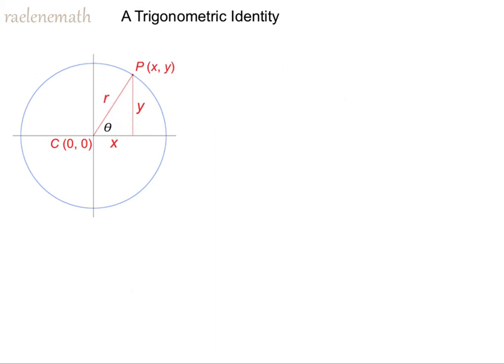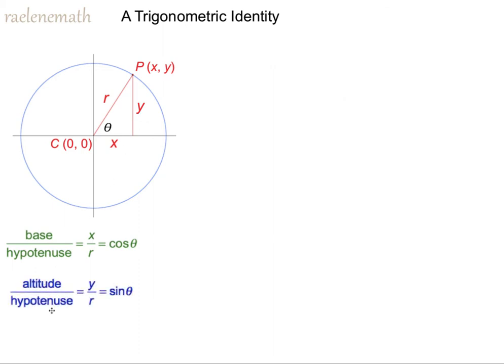Furthermore, we want to see a relationship between the sides of the triangle and the angle. And so in trigonometry, one such relationship is the ratio of the base, x, over the hypotenuse, r. And x over r is defined to be the cosine of the angle theta. Similarly, we can come up with a ratio for the height, or the altitude over the hypotenuse, as the y-coordinate over the radius, which is called the sine of theta.